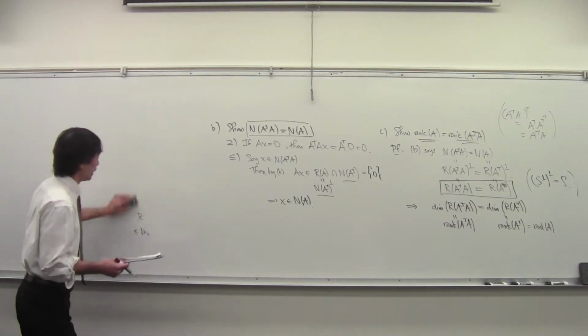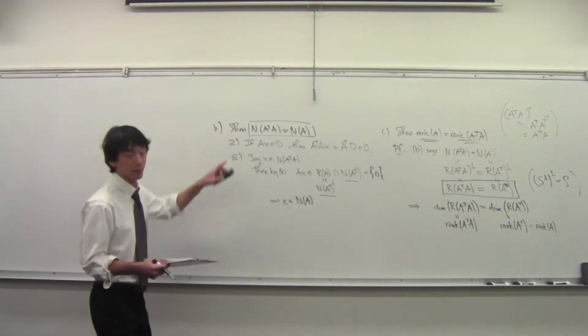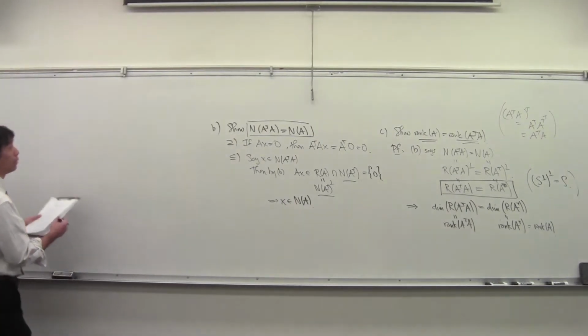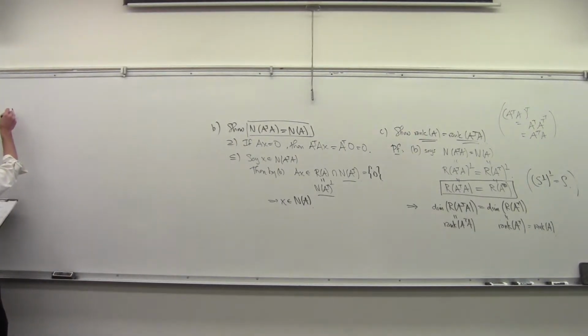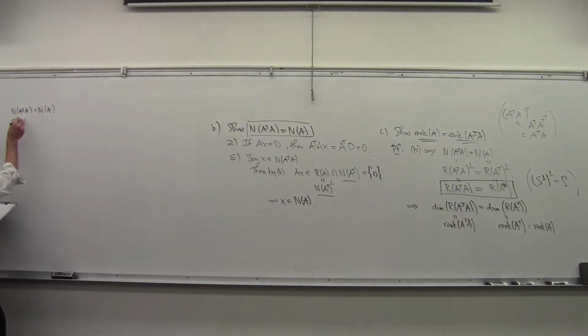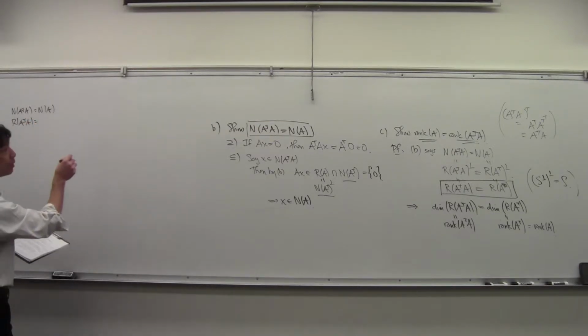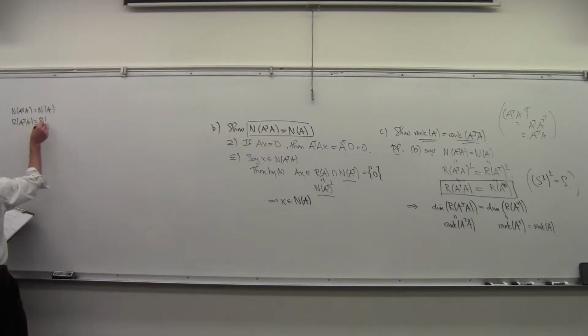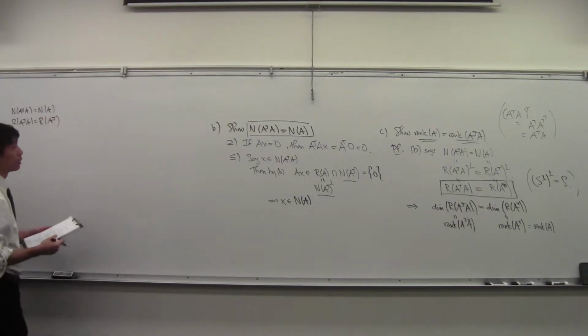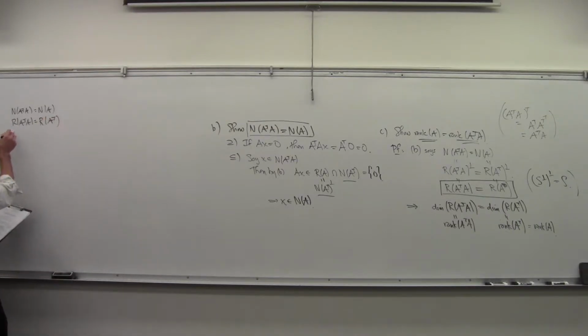So we need these various facts that are in the boxes. Maybe I should box them over here. The null space of ATA is the null space of A. The range of ATA is the range of A transpose. The rank of A is the rank of ATA.